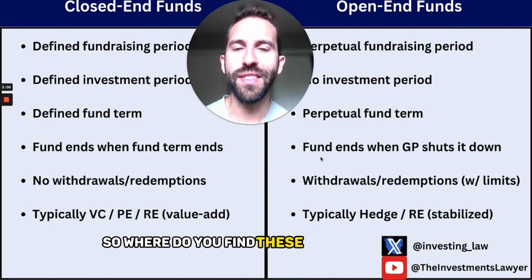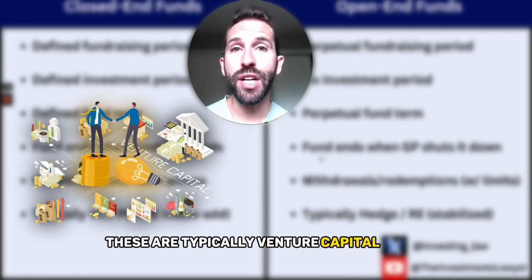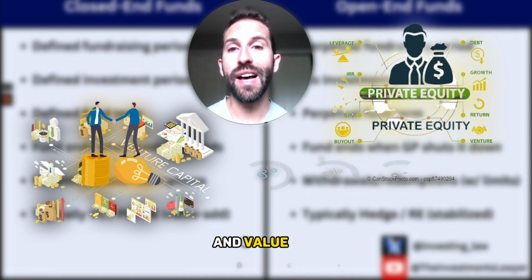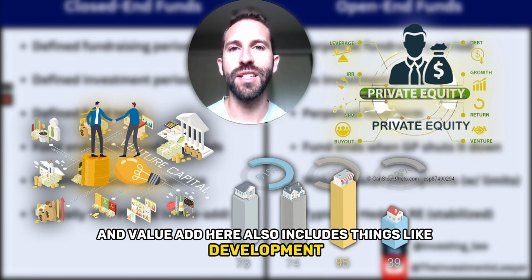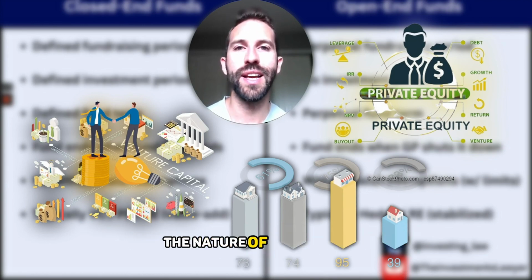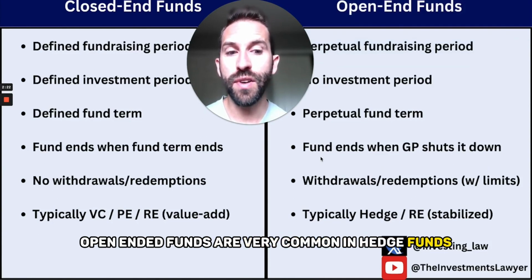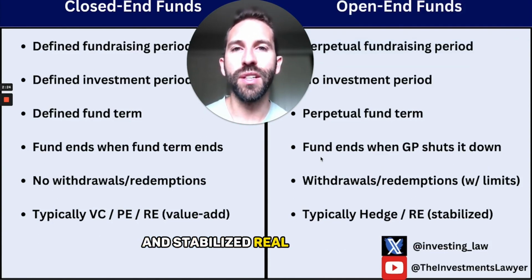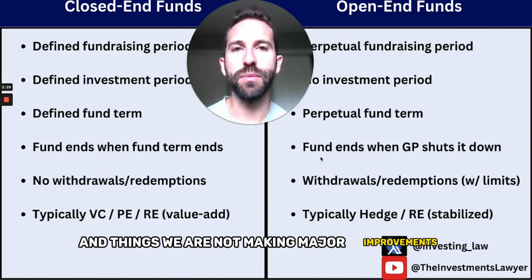So where do you find these funds in the wild? For closed-end funds, these are typically venture capital funds, private equity funds, and value-add real estate funds. And value add here also includes things like development, things where you're really changing the nature of the property. On the other hand, open-ended funds are very common in hedge funds and stabilized real estate funds, so things that throw off a decent amount of cash and things where you're not making major improvements.